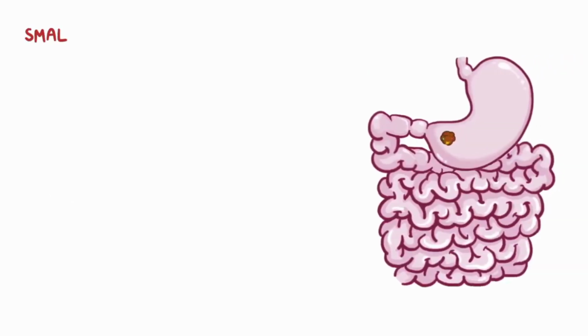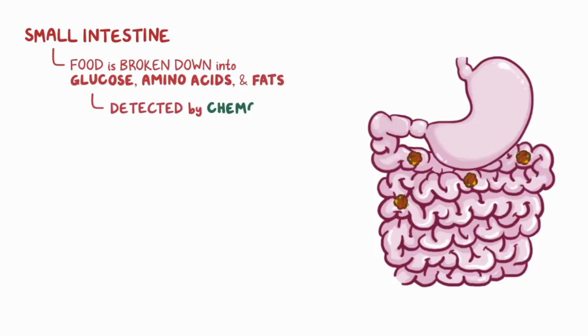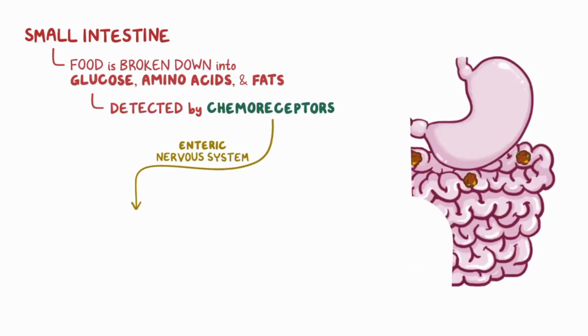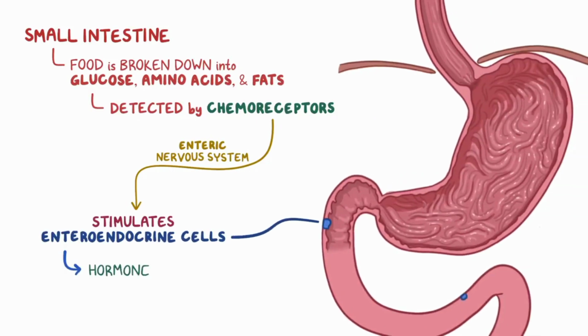When food reaches the small intestine, it's broken down into glucose, amino acids, and fats, and these nutrients are detected by chemoreceptors in the stomach and intestines. These chemoreceptors send signals through the enteric nervous system of the gastrointestinal tract, and that stimulates enteroendocrine cells, which secrete various hormones.